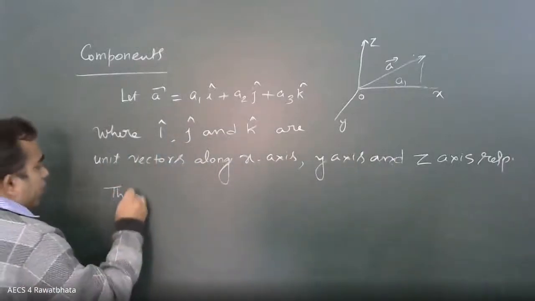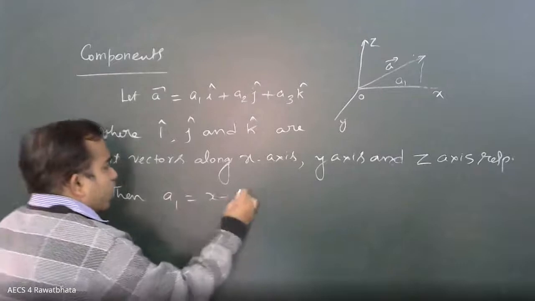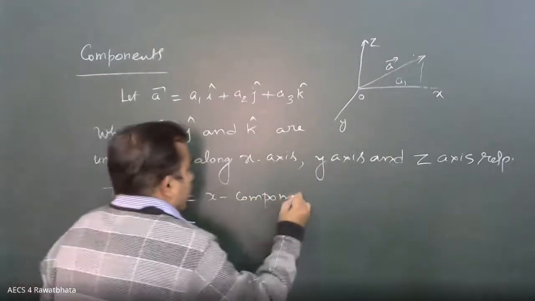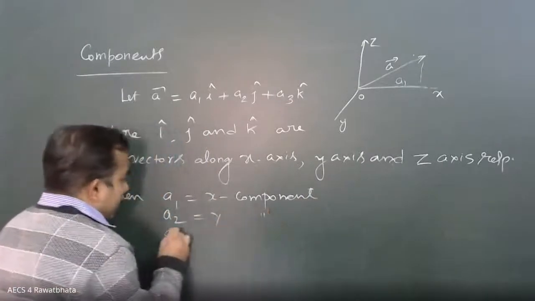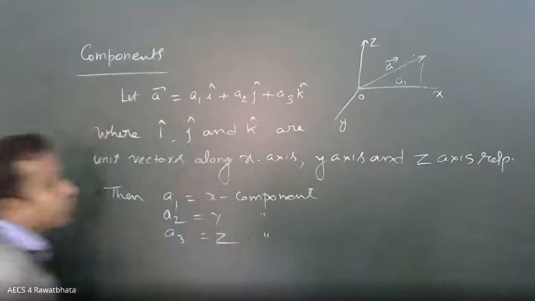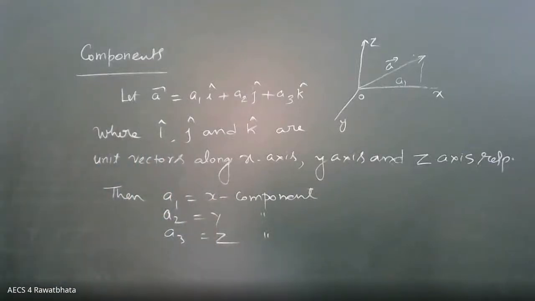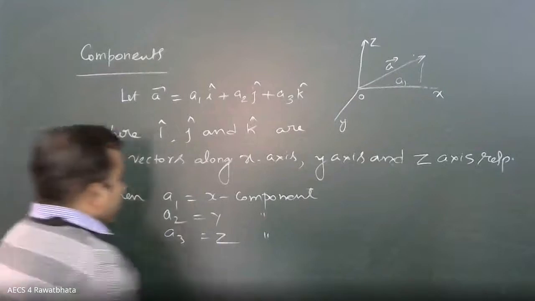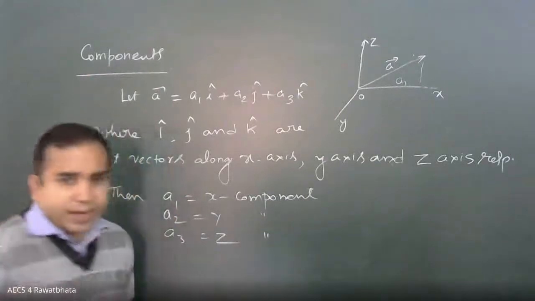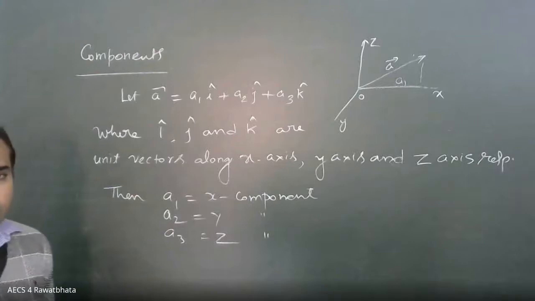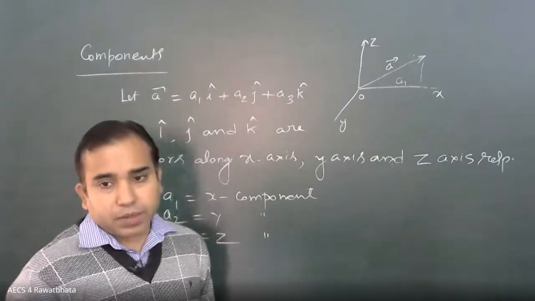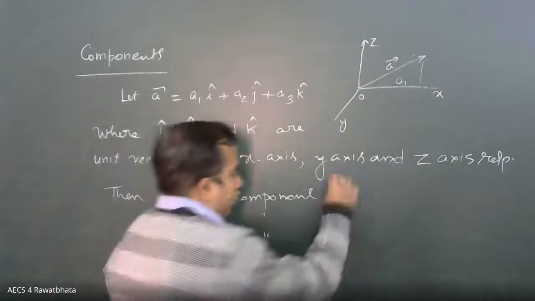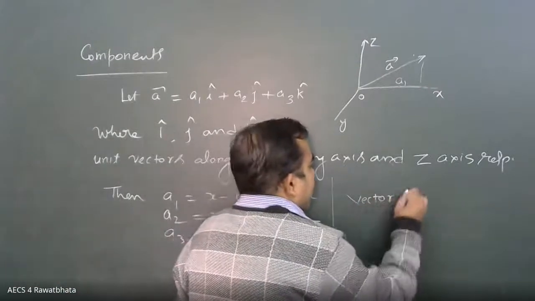Then A1 is called the x component, A2 is called the y component, and A3 is called the z component. Correct? Right? And they are called scalar components along the x-axis, y-axis, or z-axis. But if you take A1 i cap, then that is called the vector component along the x-axis.